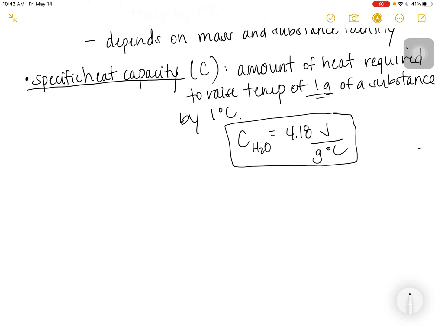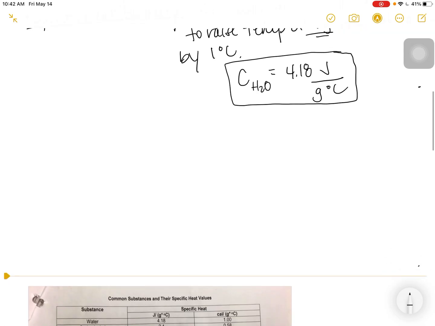Okay, so from here, we have to talk about a chemical formula that is going to be very, very helpful to us in thermochem. And so that formula looks like this. And some of these variables we already know. We already know Q, it's heat. We just learned C is specific heat.